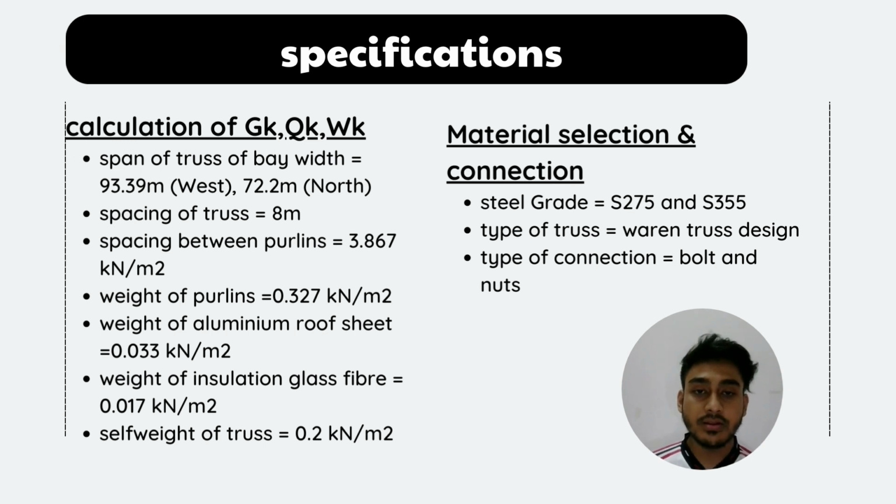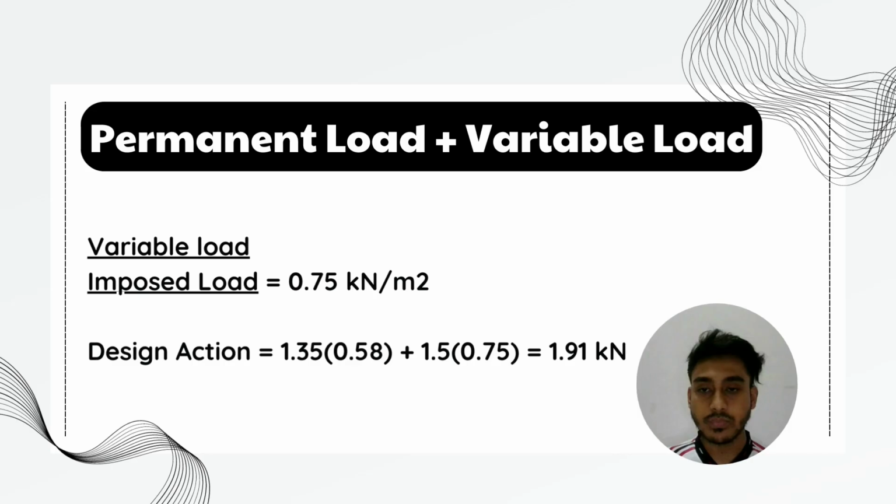And then the material selection and connection. Steel grade is S275 and S355, the type of truss is Warren truss design, and the type of connection is bolt and nut. Next, the imposed load is equal to 0.75 kilonewton per meter square, and then we get the design action, which is 1.91 kilonewton.